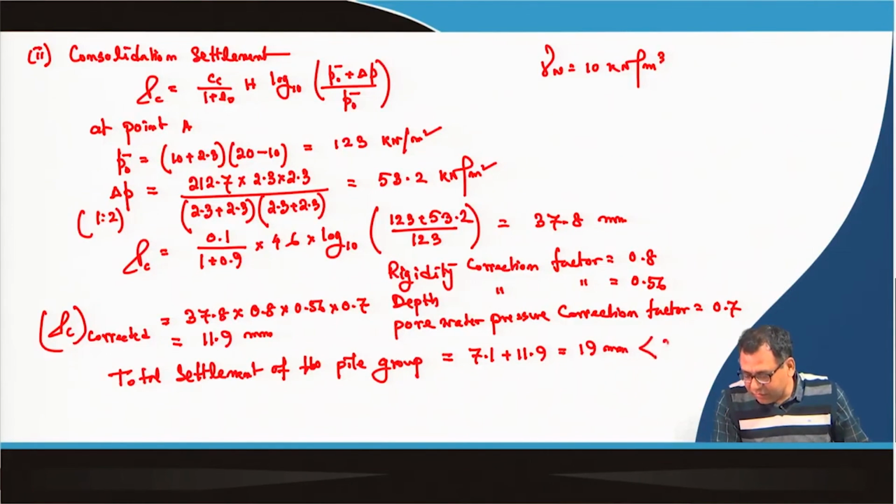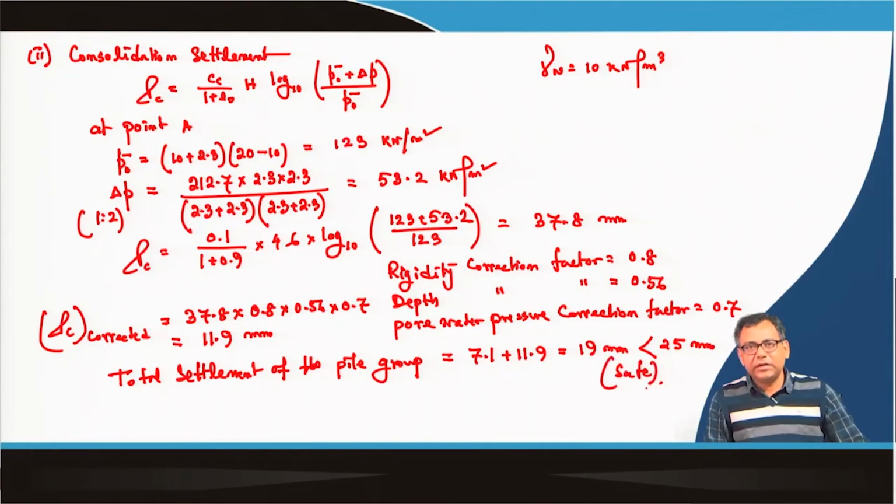So, it is less than 25 millimeter, which was the permissible settlement for this particular design. So, that means the design is safe in terms of bearing capacity as well as the settlement. So, this way we can determine the bearing capacity of the pile group and the settlement of the pile group. So, that I have done for the clay.